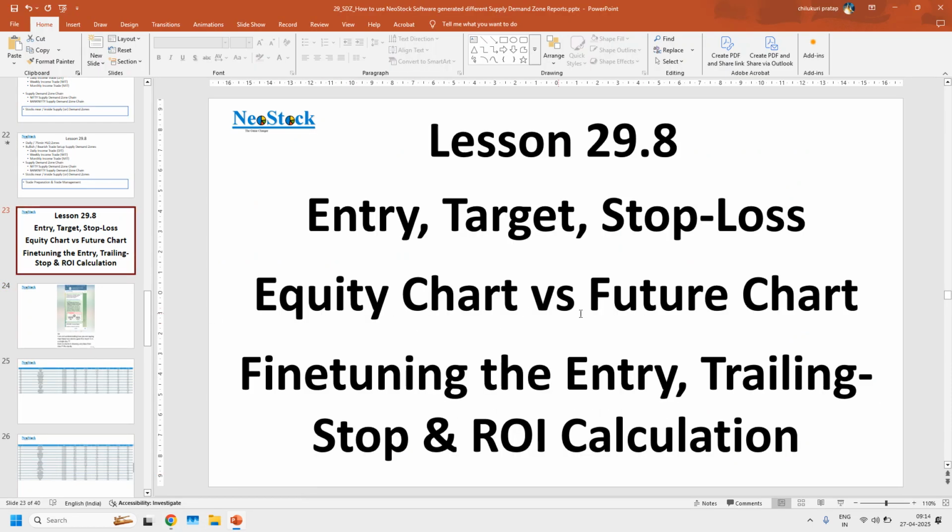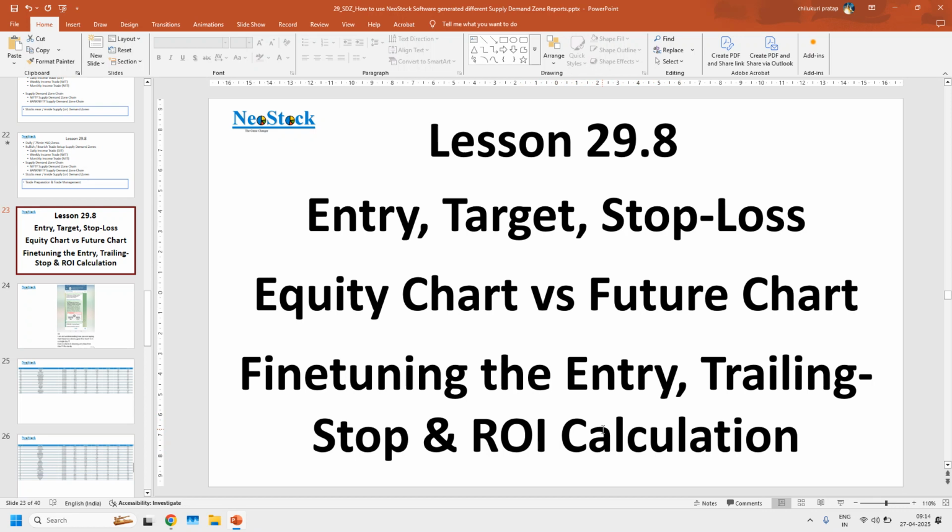That is equity chart versus future chart. This is a very, very interesting topic. A lot of surprising things we will see here. So far what we covered: entry, target, stop loss with stop buffers, fine-tuning the entry, trailing stops, and the ROI calculation logic. I also explained why we got more profits. Probably the member who asked the question got the answer in this video.